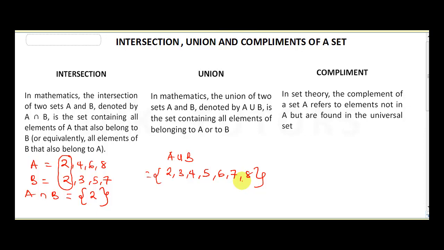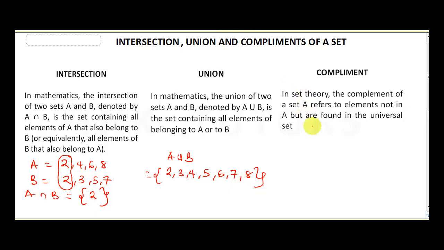Now the last one we're going to be talking about here is the complement of a set. The complement of a set refers to elements not in that set but found in the universal set. Like I said, the universal set is just like the parent set.